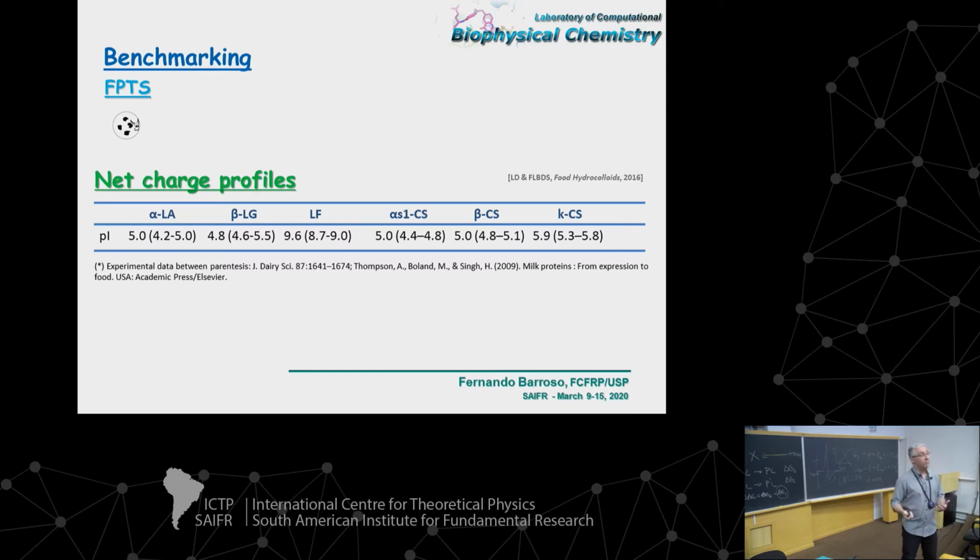But our numbers were all the time closer to the experimental data. So for isoelectric points, it's not a big deal to reproduce, but at least it's a kind of, let's say, preliminary step to guarantee that your model is working fine. Okay? So here is the comparison.